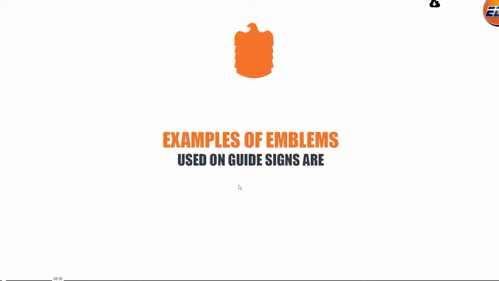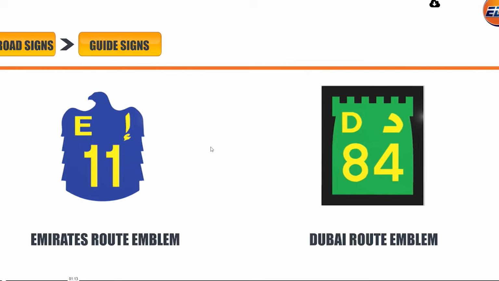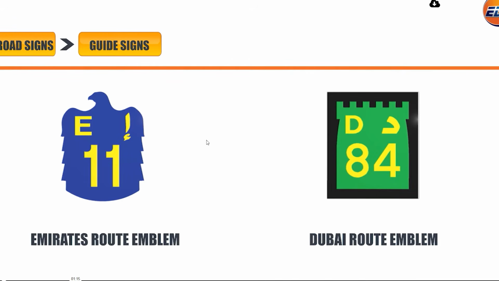Examples of emblems used on guide signs are the Emirates route emblem. The emblem of a falcon with letter E and a 2 or 3-digit number is used on Emirates routes. It is used to point to the road that connects with other Emirates. Dubai route emblem. The emblem of a fort with letter D and a 2 or 3-digit number is used within the city of Dubai. It is used to identify an intra-city network of roads and streets.